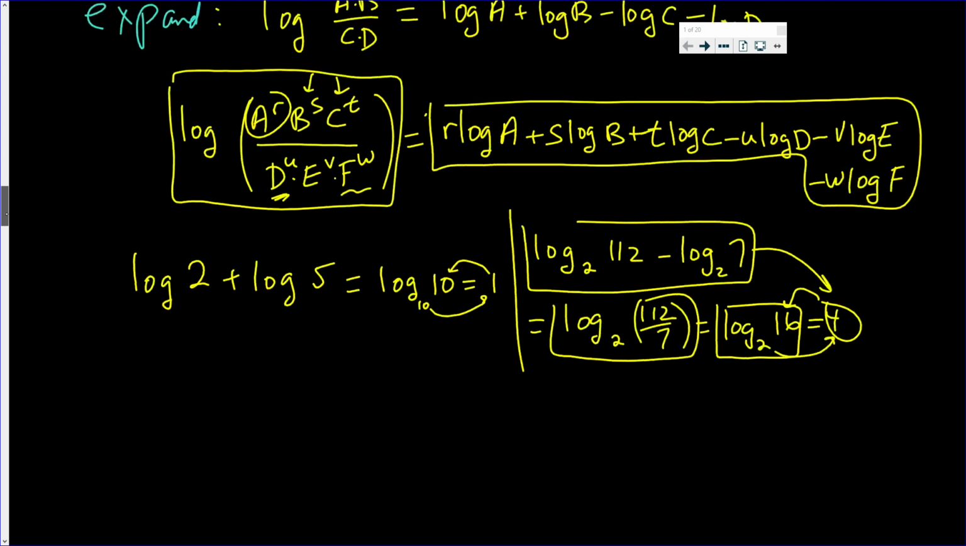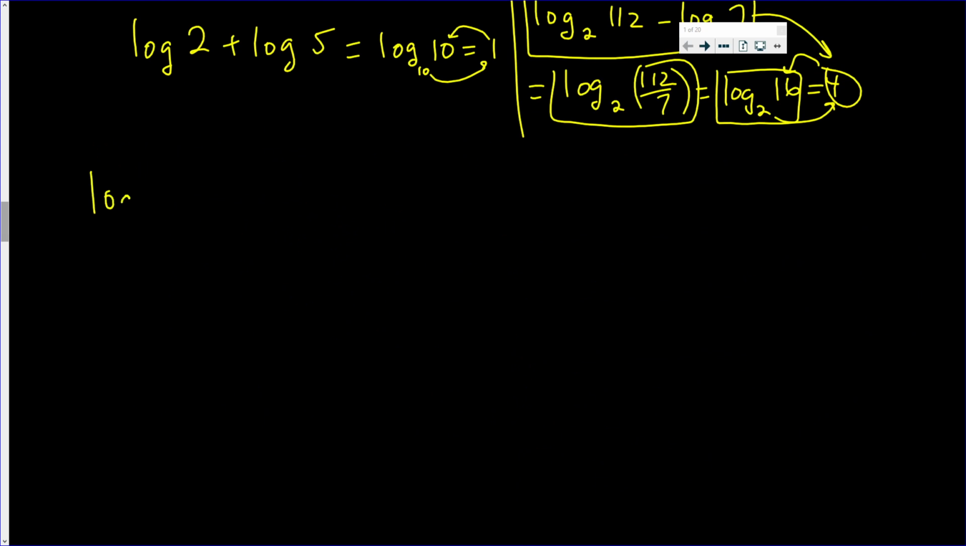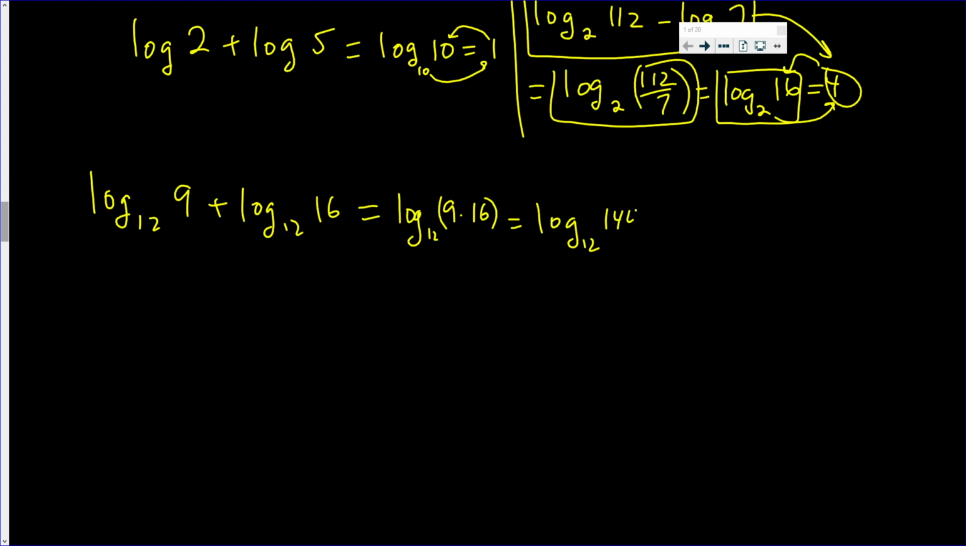Let's try another one. What if you're given log base 12 of 9 plus log base 12 of 16? Well, plus means it's log, keep the 12, multiply the 9 and the 16. But that's going to give us a very friendly number. It's 144. And you all should know that 12 squared equals 144.